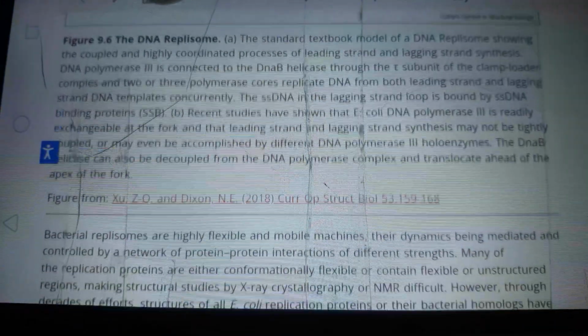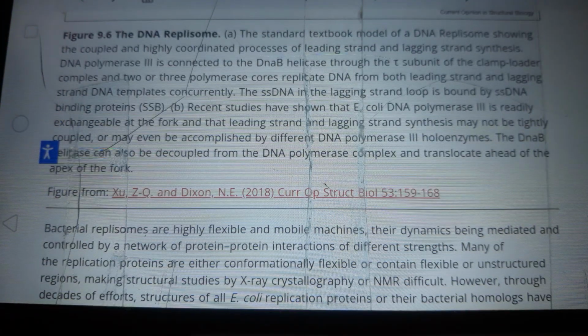Now, figure 9.6, the DNA replisome. The standard textbook model of a DNA replisome showing the coupled and highly coordinated processes of leading strand and lagging strand synthesis. DNA polymerase 3 is connected to the DnaB helicase through the tau subunit. Is that the tau? I hope I'm reading that right, because that's a Greek letter. Of the clamp loader couples, and 2 or 3 polymerase cores replicate DNA from both leading strand and lagging strand DNA templates concurrently. The ssDNA in the lagging strand loop is bound by the ssDNA binding protein, SSB.